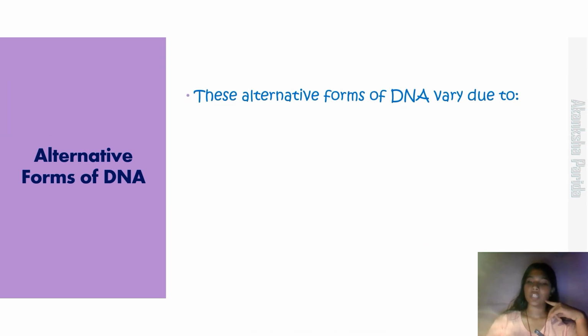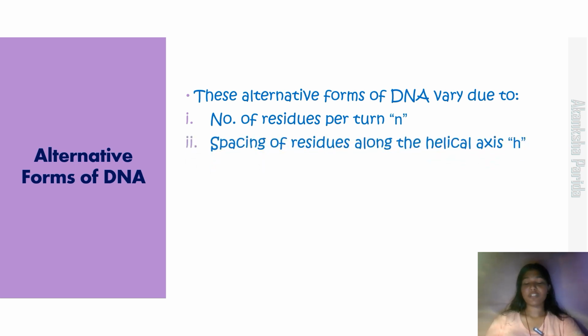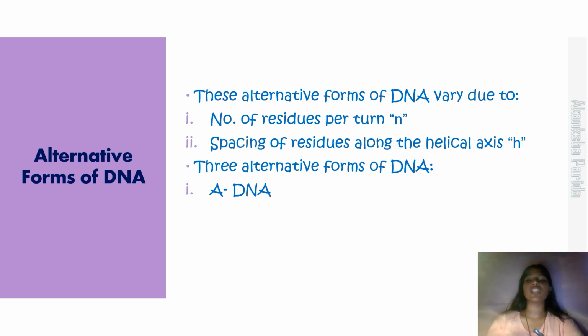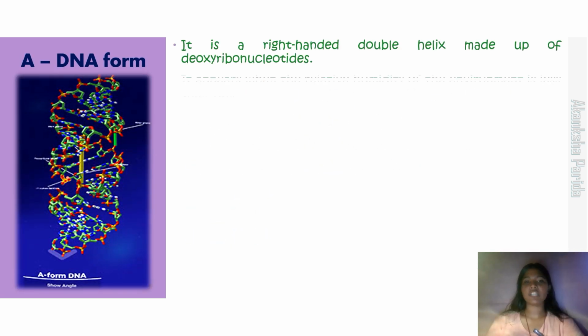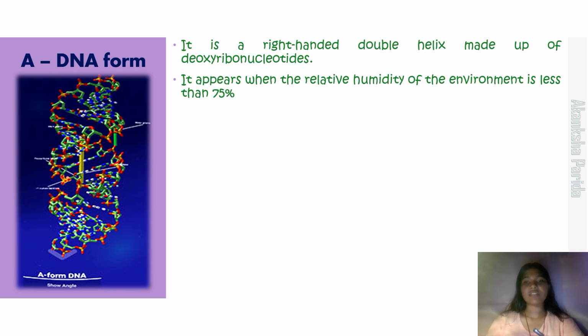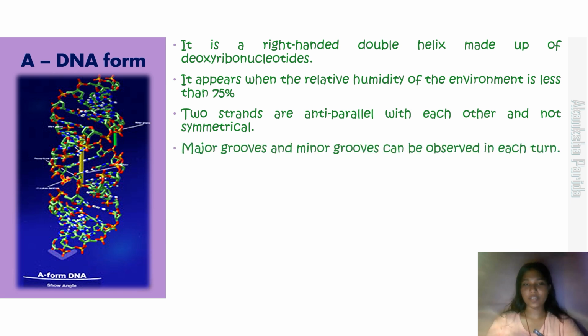So, the alternative forms of DNA. It varies due to the number of residues per turn, the number of turns, and the spacing of residues along the helical axis. There are three forms of DNA: A-DNA, B-DNA, and Z-DNA. A-DNA is a right-handed double helix made up of deoxyribonucleotides. It appears when the relative humidity of the environment is less than 75%.